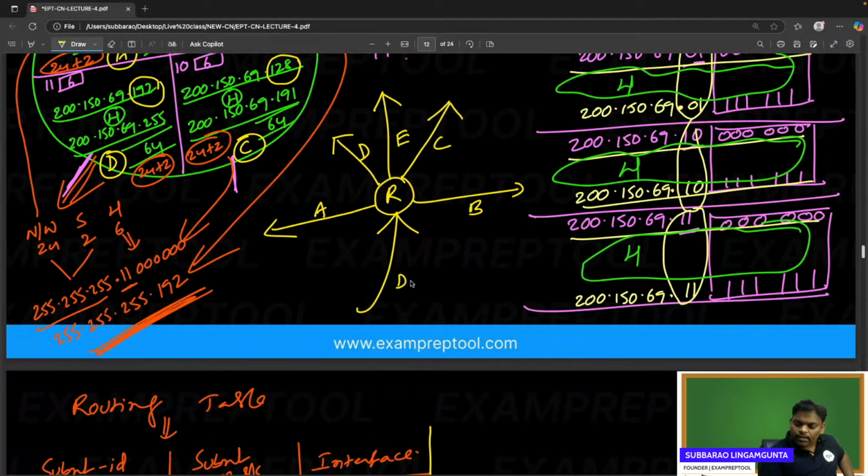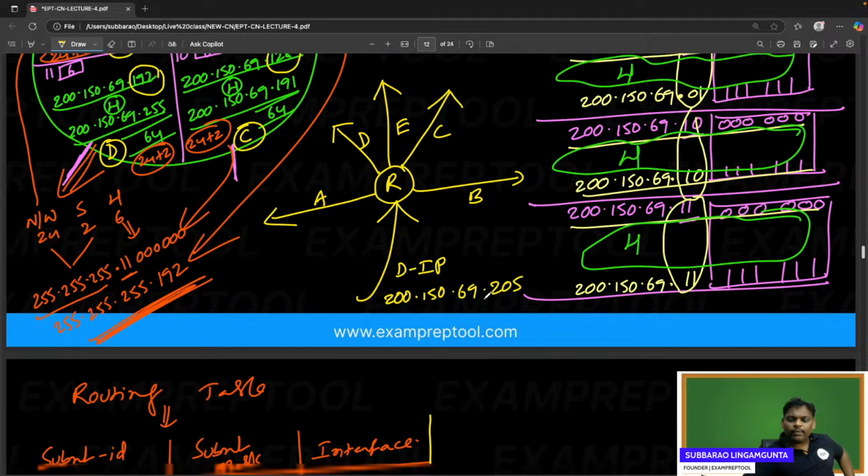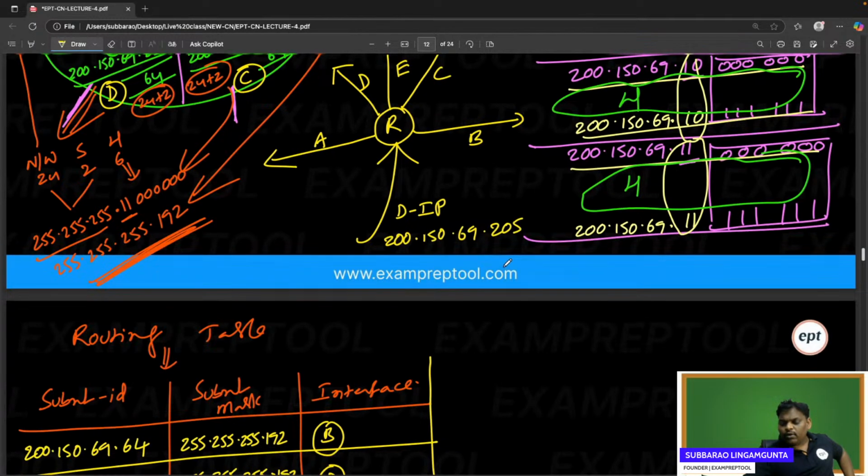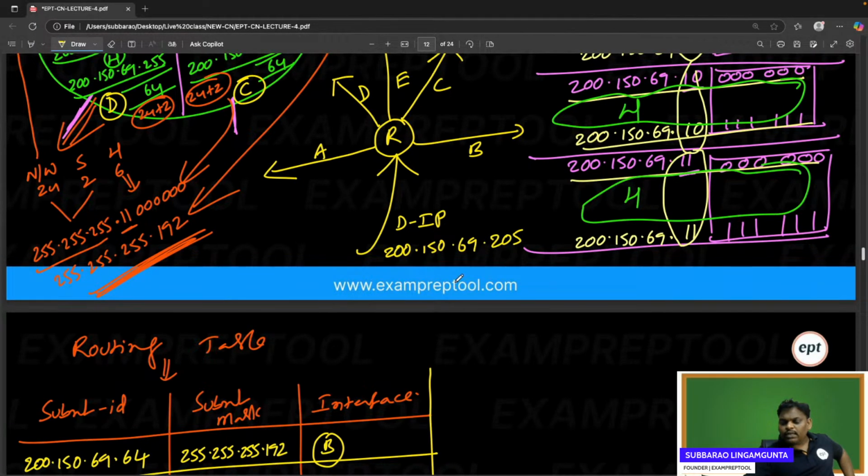Let's see this one. Some destination IP. Can you see one destination IP? 200 dot 150 dot 69 dot 205. Please help me. So one packet came with the destination IP 200.150.69.205. Which interface it has to select?